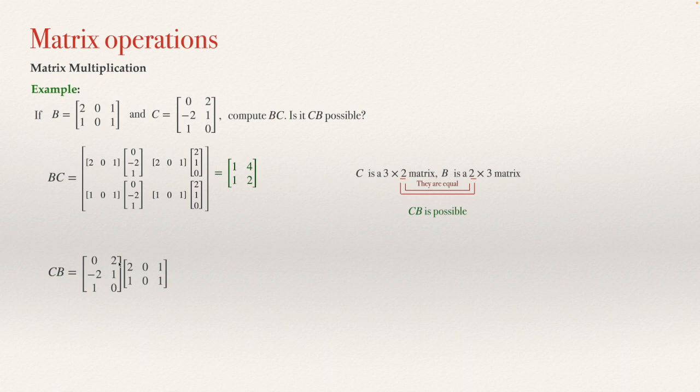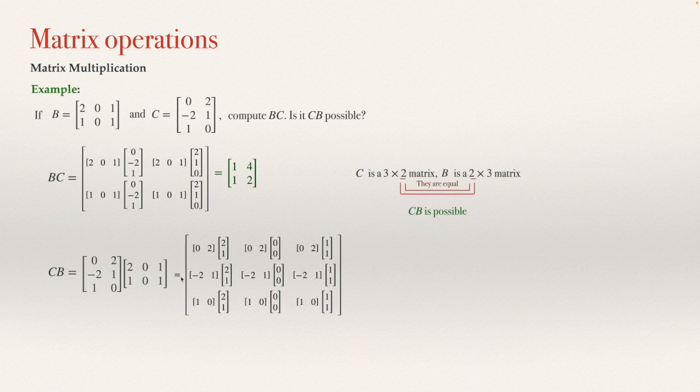So the result matrix will have 0, 2 multiplied by 2, 1 in the first row, first column, and the first row, second column will be 0, 2, 0, 0, etc. So we multiply each row of the first matrix by each column of the second matrix, and the result will be like this.